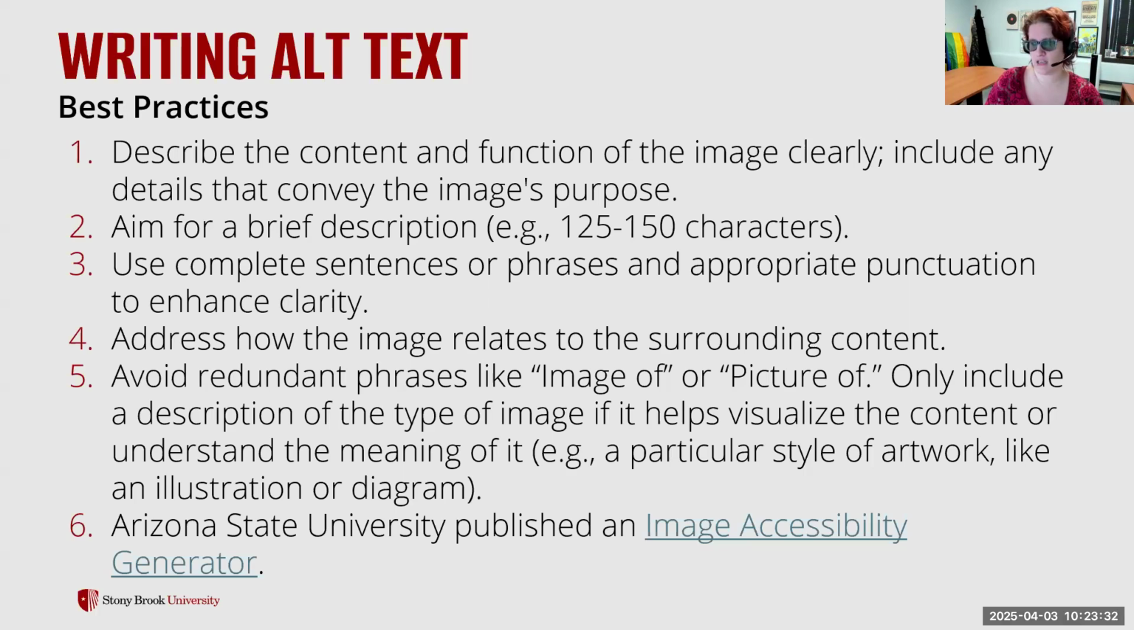There is an amazing image accessibility generator. It is probably one of the few times I will encourage people to use AI. Arizona State University has an AI generator that will, if you upload the image, provide a copy of alt text and a longer description of that image that you can then take and edit as you will. It can help you brainstorm and go, how do I describe this image? Oh, well, here's at least one idea, and you can work from there.